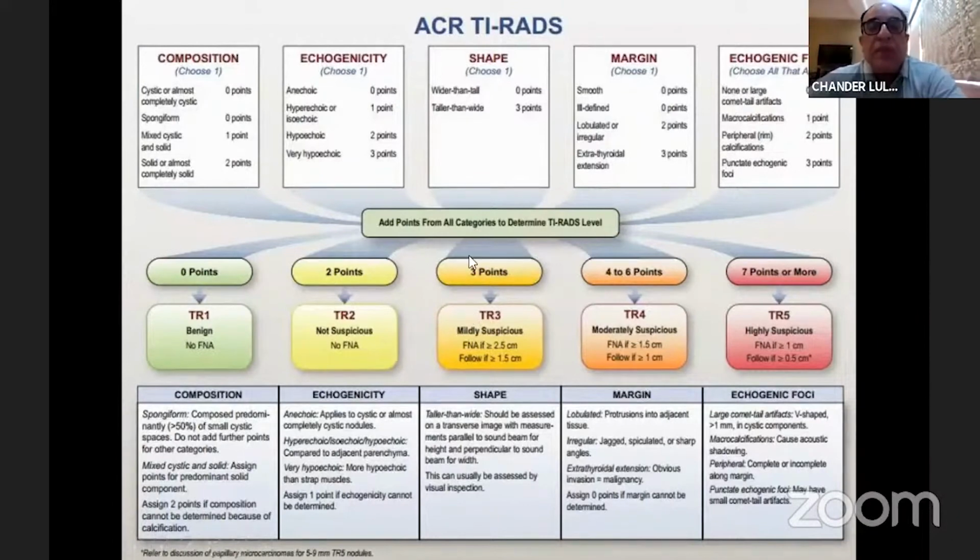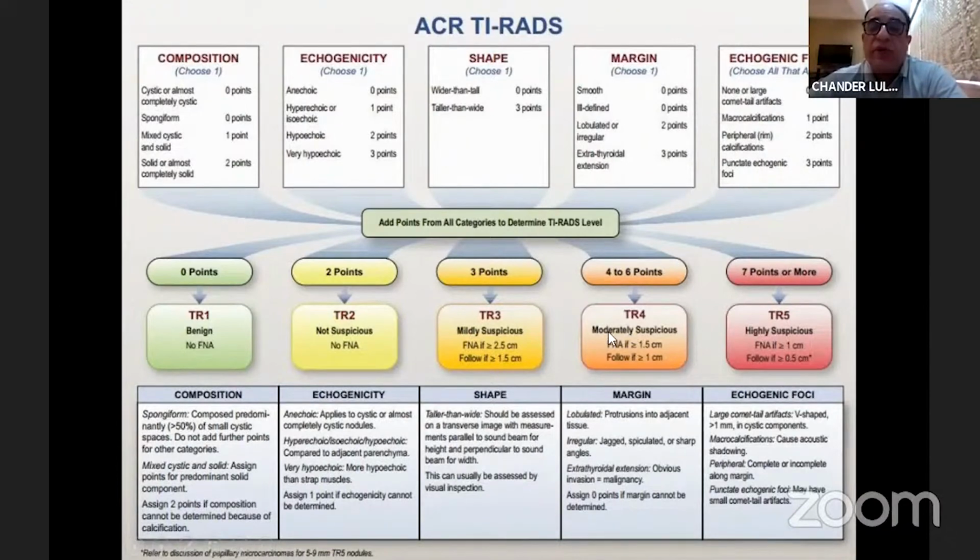Thyroid 3 will have mild suspicious features. So if it is more than 2.5 centimeter, and this is the size criteria I was talking about. So if you have 3 or more points, if it is more than 2.5, we will biopsy it. I won't go into all the details. It is available on the net as a calculator. You just put in all the features that you see, and the calculator will essentially give you the thyroid classification. And if it is less than 2.5, you will follow up.